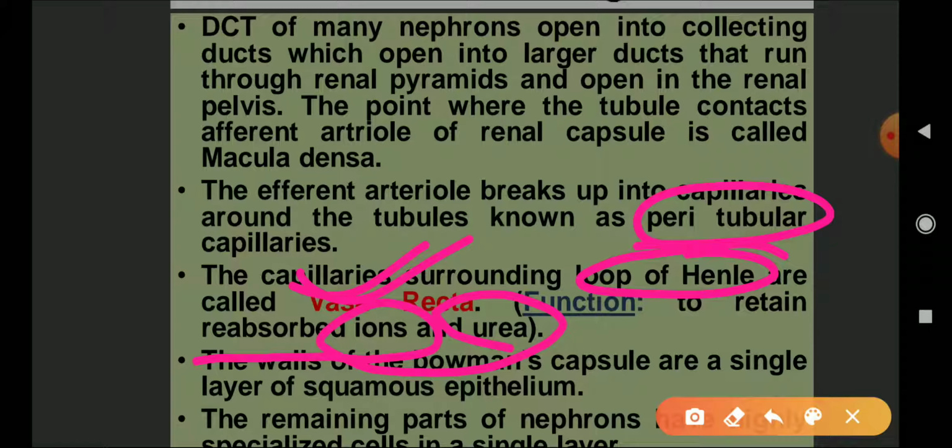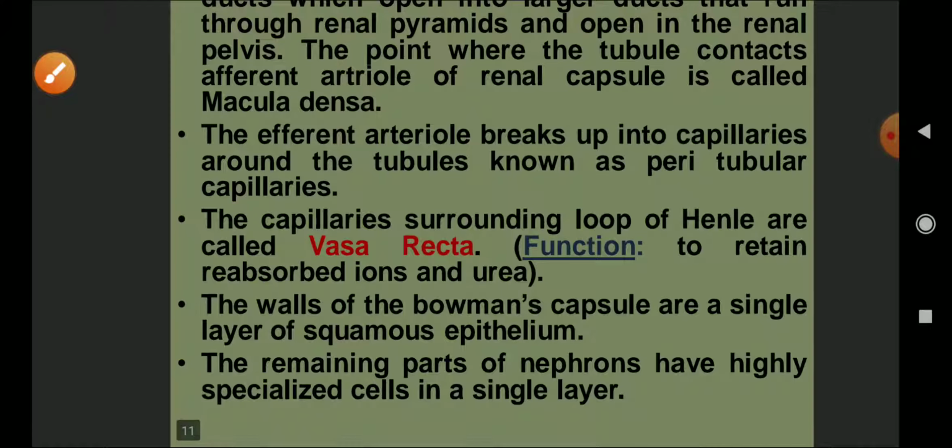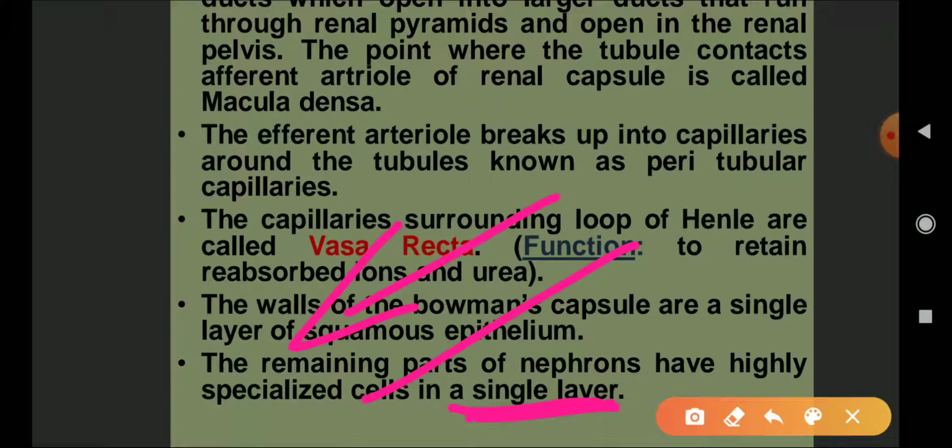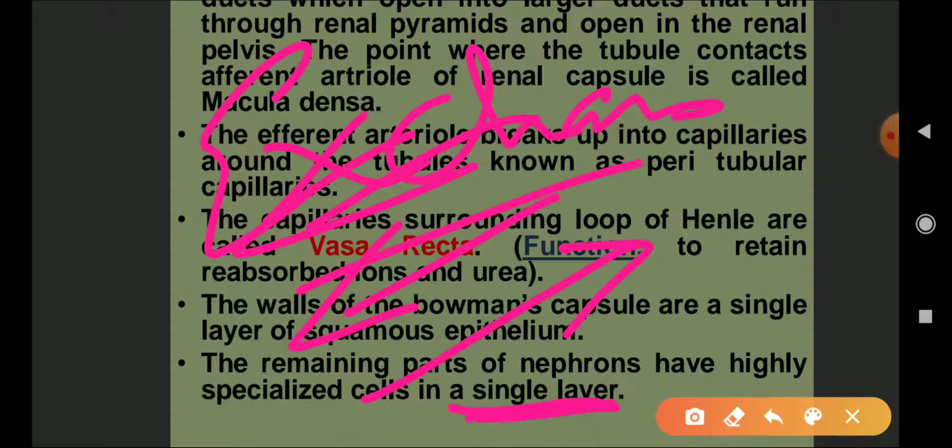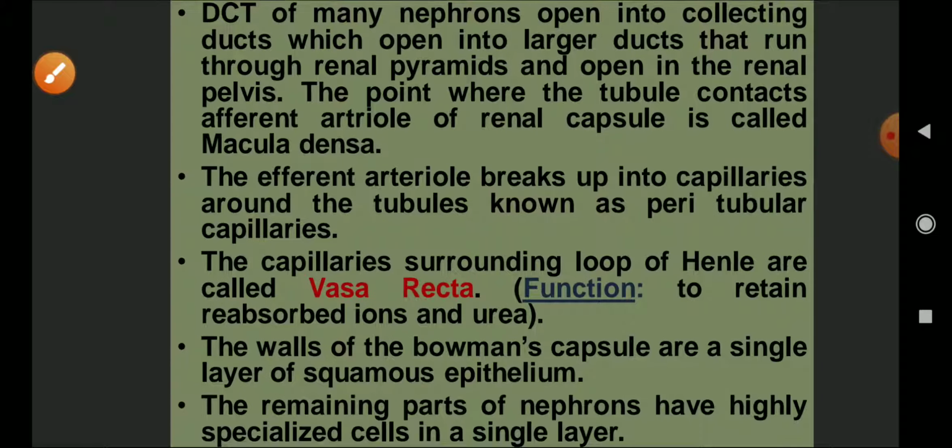The walls of the Bowman capsule are single layer of squamous epithelium. The remaining parts of the nephron have highly specialized cells in a single layer. देखो वापिस सिंगल लेयर का नेफ्रॉन है रिमेनिंग पार्ट में, तो वो आसान हो जाता है डिफ्यूजन करने के लिए, एक्टिव ट्रांसपोर्ट करने के लिए, पैसिव ट्रांसपोर्ट करने के लिए, यानी कि एक्सचेंज करने के लिए। हमने ऑलरेडी कैपिलरीज के बारे में पढ़ा है। कैपिलरीज आर वन सेल थिक, इसलिए एक्सचेंज पॉसिबल है। तो यहाँ पर भी नेफ्रॉन्स वन सेल थिक हैं, इसलिए एक्सचेंज पॉसिबल है। So that makes the formation of urine very efficient. So this is all about the external and internal structure of kidney as well as the structure of nephron.